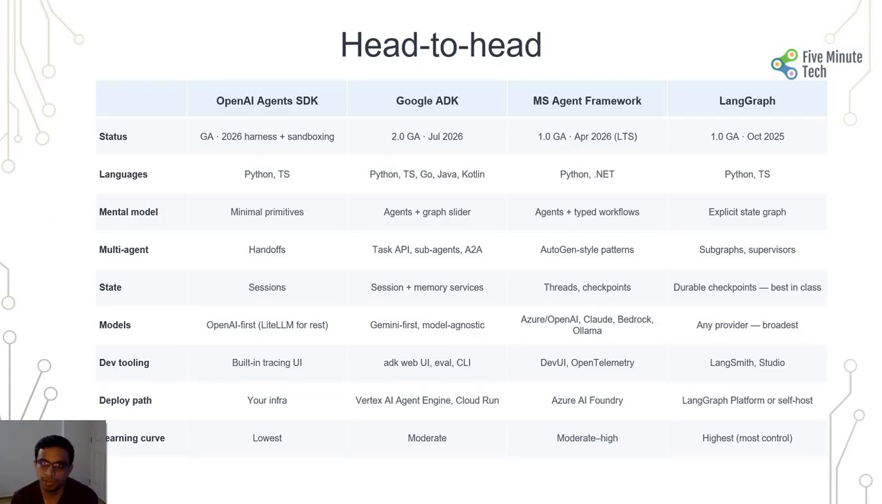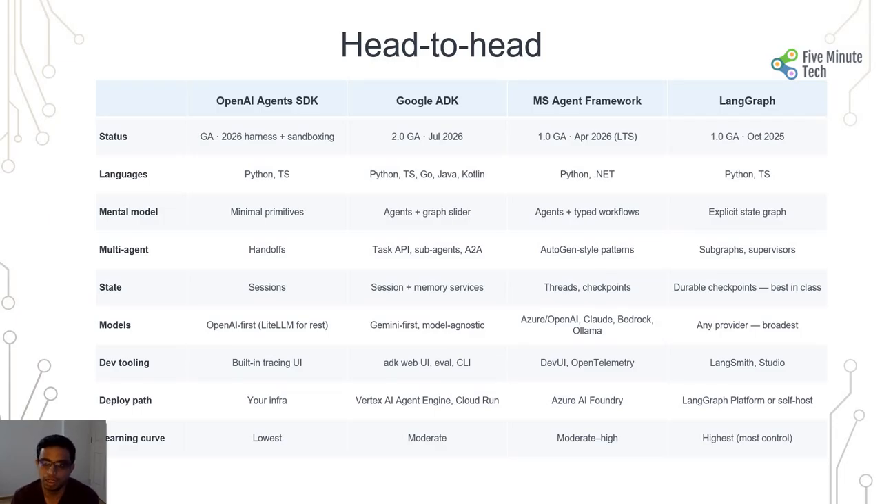The dev tooling for OpenAI is built-in tracing UI. Google ADK comes with ADK Web UI, Eval, and CLI. MS Agent Framework has Dev UI and OpenTelemetry, and LangGraph has LangSmith and Studio. Deploy path is your own infrastructure for OpenAI, whereas Google ADK is mostly Vertex AI Agent Engine along with Cloud Run. MS Agent Framework has your Azure AI Foundry, and LangGraph has LangGraph Platform, or you can do self-hosting as well.